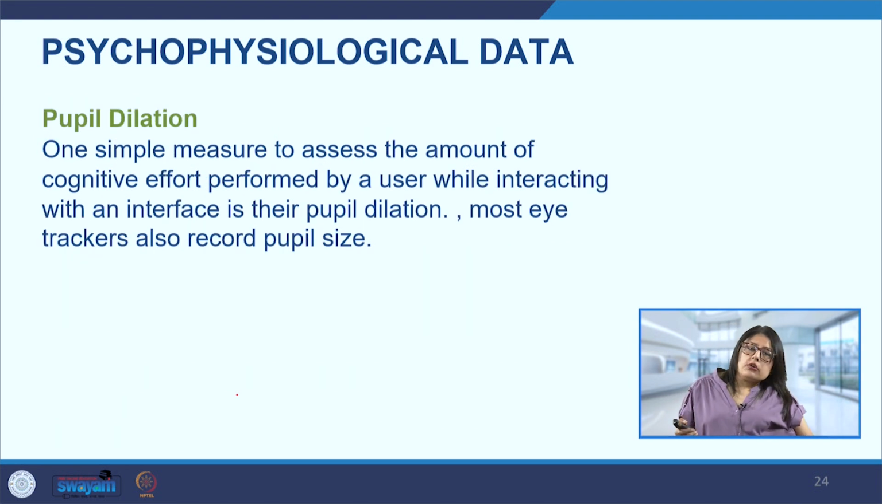Pupil dilation, of course, it is said that the eye pupil dilates in certain conditions, and light also has an important role to play in the dilation of the pupil. But for cognitive effort and for something that one likes, pupil dilation can give an indication that the user wants to spend more time looking at this, or how much cognitive effort they are putting in. So that can also be an indication.